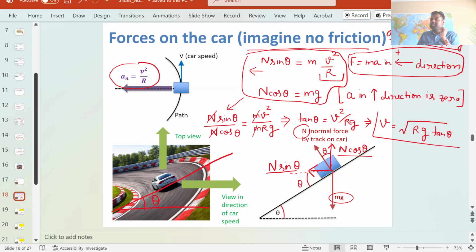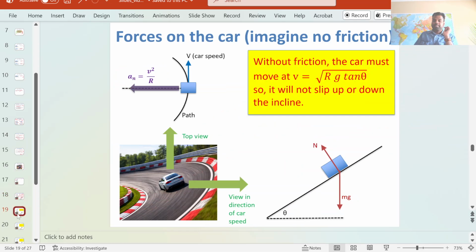Now what does it mean? It means if there is no friction and we are saying the car is not slipping down the slope, not slipping up the slope, the car must be moving at this speed. If not, the car will either slip down the slope or up the slope. So our conclusion is that without friction, the car must move at this speed. So it will not slip up or down.